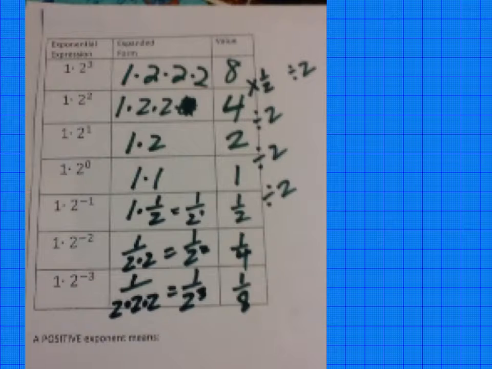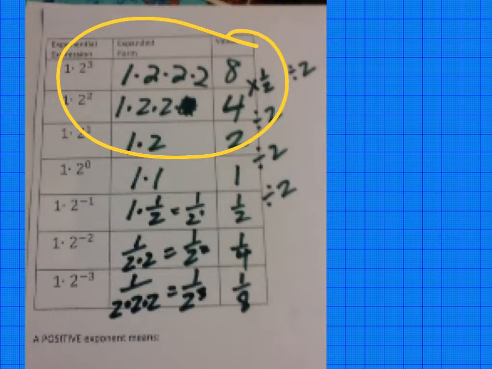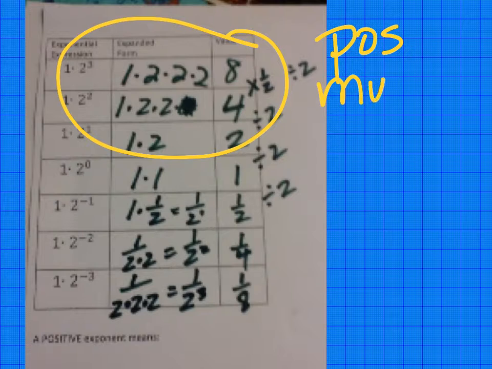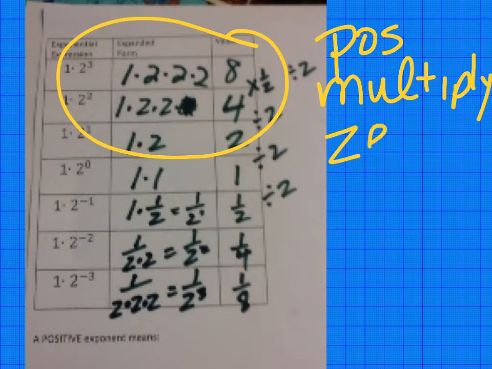So just to clarify, positive exponents mean to multiply. A zero exponent just equals 1. The whole thing turns into 1 because you're not doing anything to that base. You're not multiplying it by itself. You're not dividing it by itself. It's just that invisible 1 times 1.